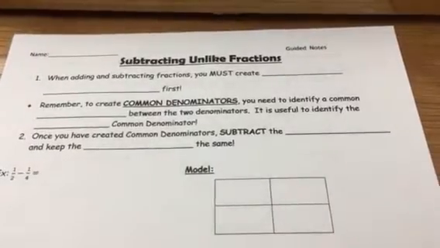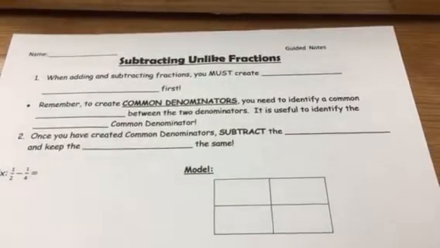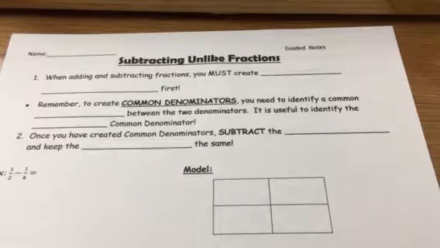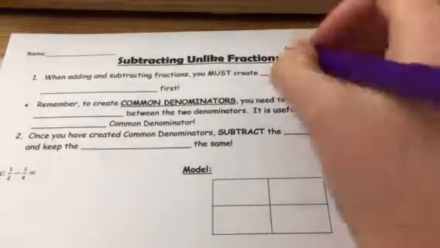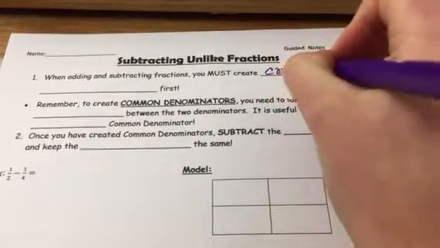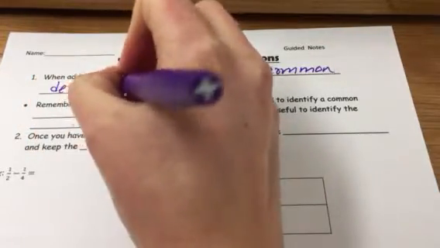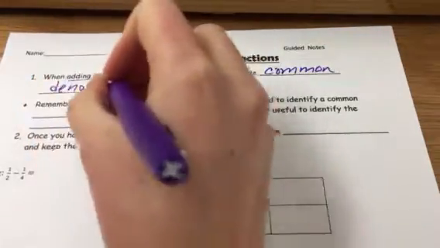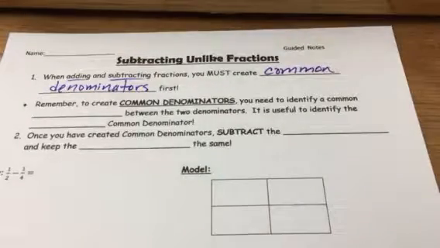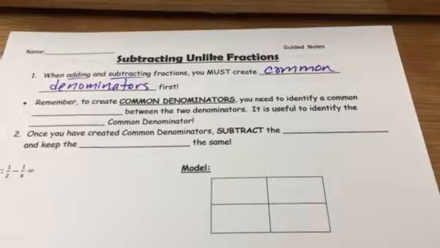Hey there, fifth graders. Today we're going to take a look at subtracting unlike fractions, which is just like adding unlike fractions. The first thing we need to make sure is that we are creating common denominators. So just like adding our fractions, we need to create common denominators so that we're dealing with the same size pieces when we're combining them and taking them away.